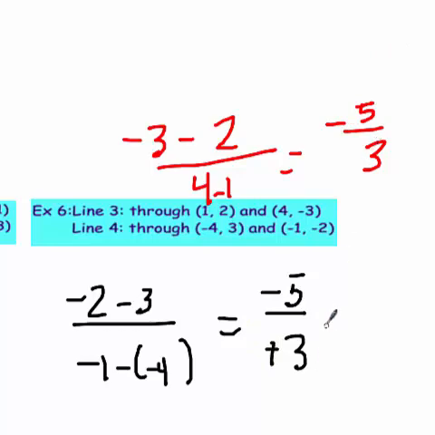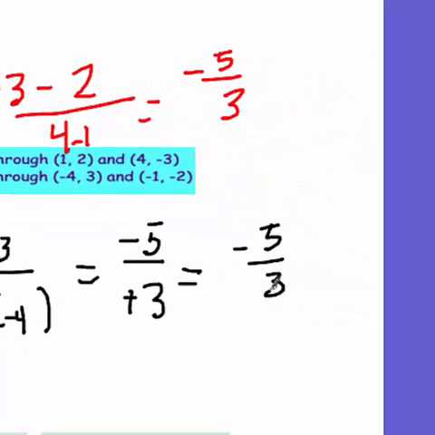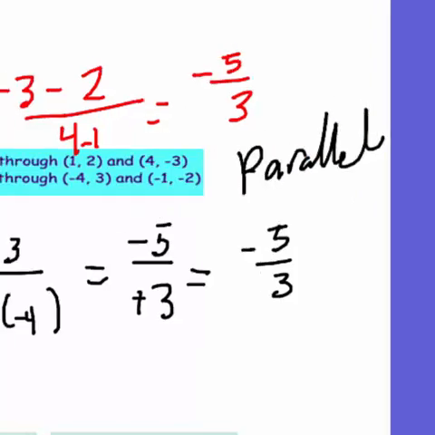So I have -5/3 and -5/3. Those are identical slopes. So that means that these two lines are the same slope, or in other words, they are parallel. Right? Same slope equals parallel.